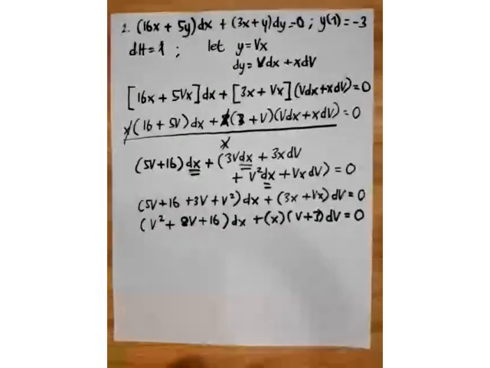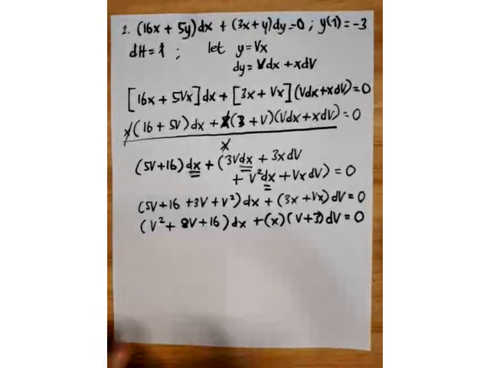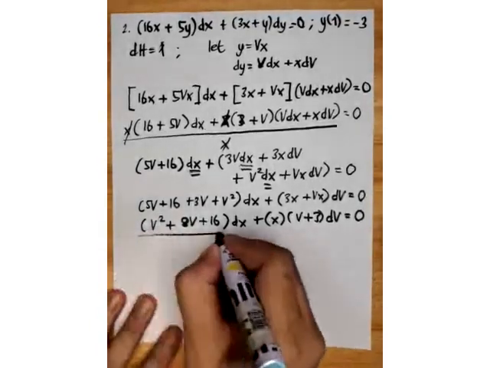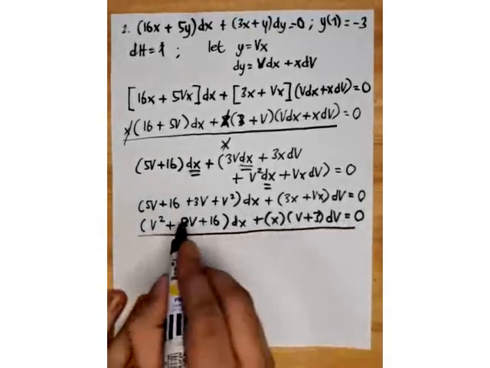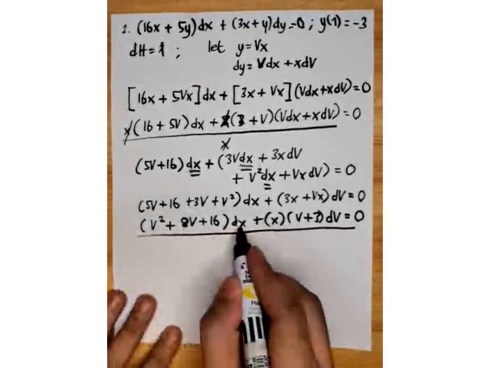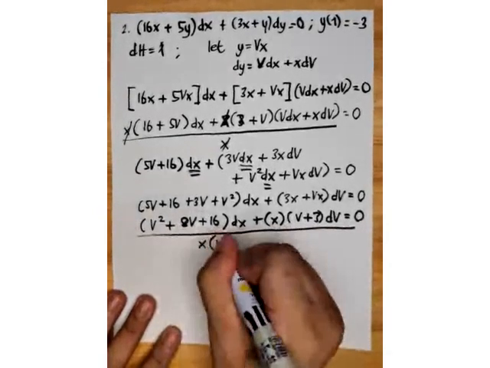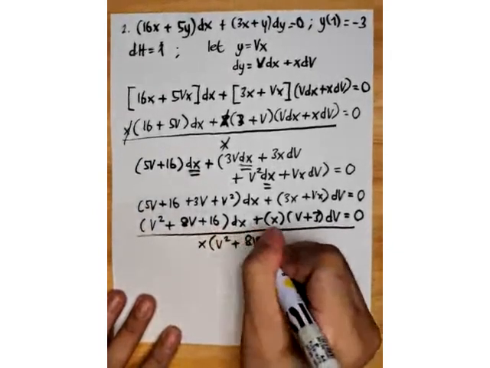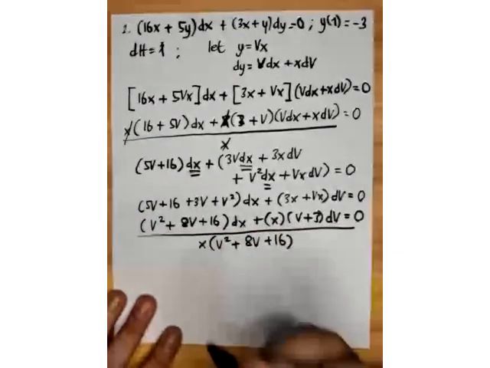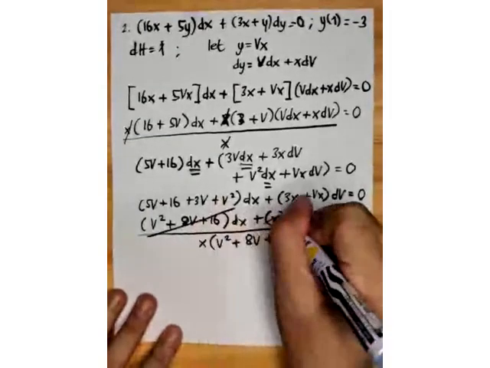Okay, so since na-transform na natin siya into a separable equation, let's do the separation. Let's divide this. Dapat ang v dito ay mawala, di kasama ng dx. Ito naman, yung x dapat ang mawala. So let's divide this by x. V squared plus 8v plus 16. So just eliminate this one and eliminate dx.